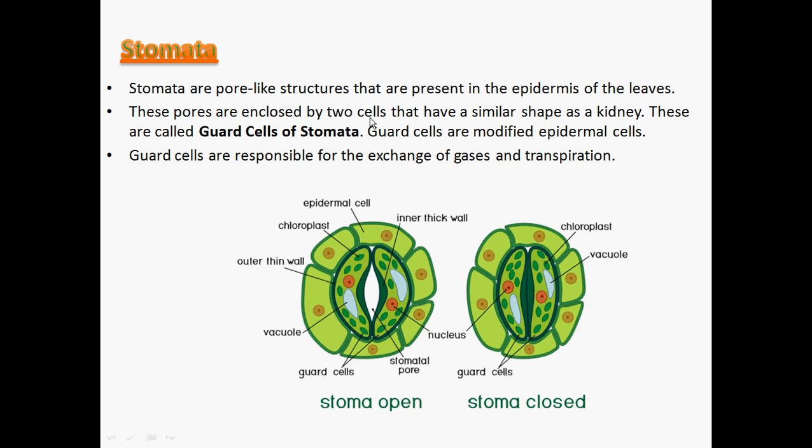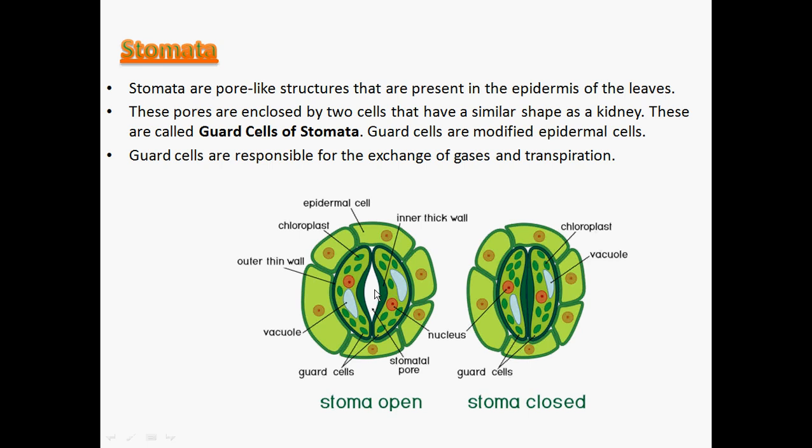Okay, and the guard cells are modified epidermal cells. They are a bit modified so that they should be able to close or open if the gaseous exchange takes place. So you know that during photosynthesis the carbon dioxide is taken by the plant, so the leaves take the carbon dioxide inside through these stomatal pores, and even the transpiration, the evaporation of water from the leaf surface, also takes place through the stomatal pores.